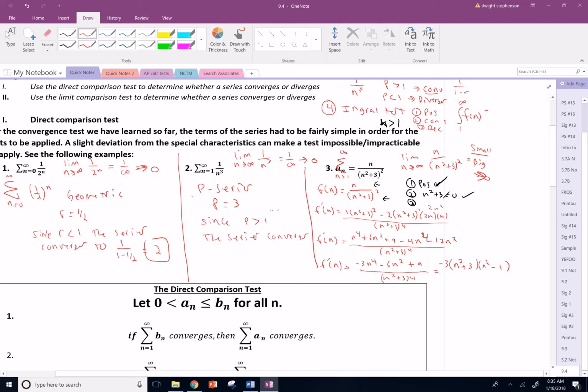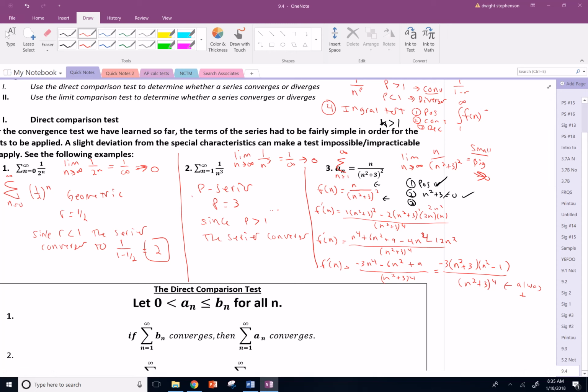And we're trying to show that it's always decreasing for n values greater than 1. So what we can show is the bottom's always positive, so I don't have to worry about that. And then for the top I have to show that if I plug in numbers bigger than 1, I get negative values, right?